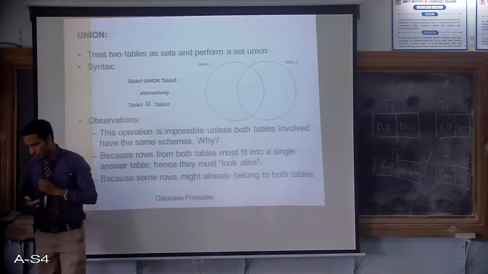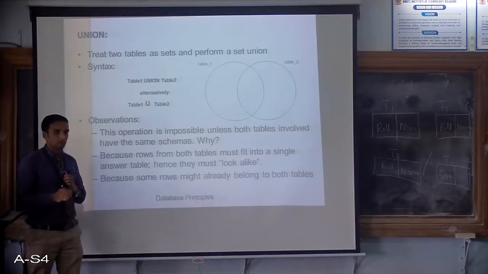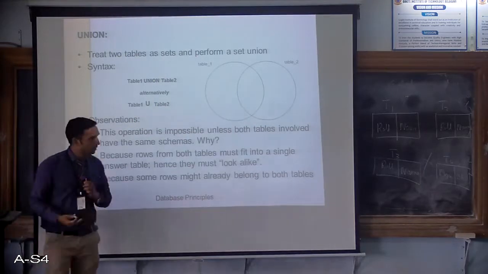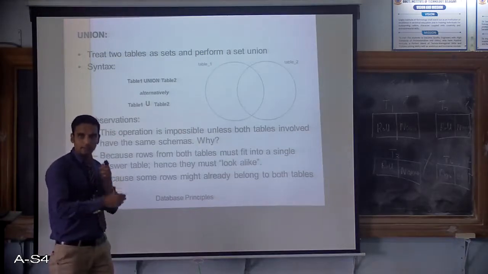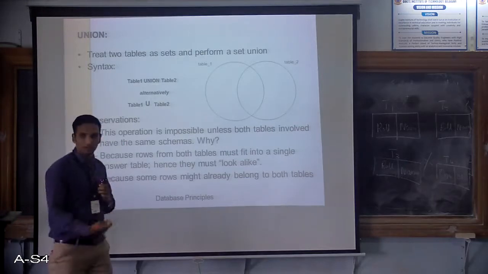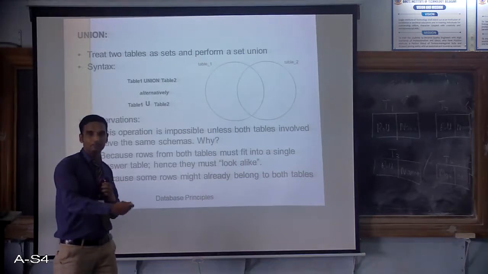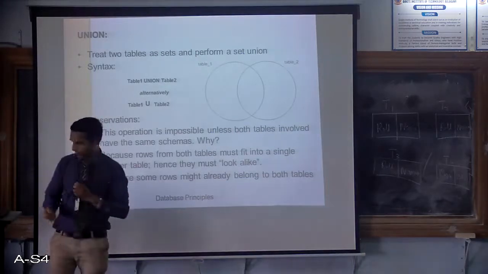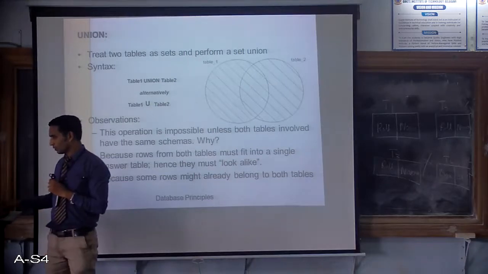Okay, why should they have that? Because both rows from both tables must fit into a single answer table, hence they must look alike. Look at that. Roll number name, looking alike, they'll fit in a single table. But look at the other, roll number name, department and location, they are not alike. So union works on the tables which look alike and have the same number of attributes. Okay, this is how the union works.